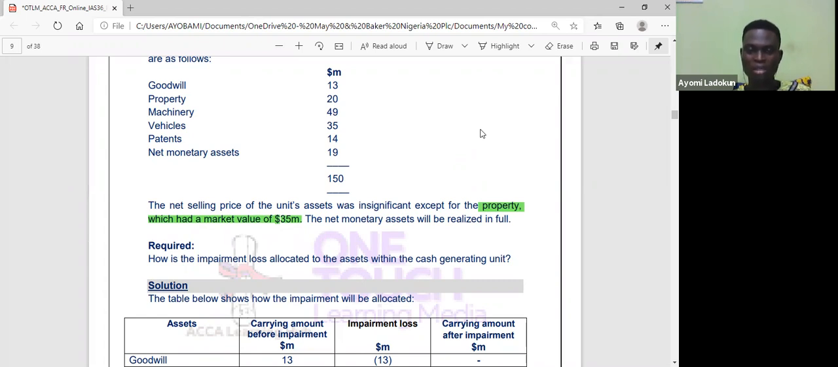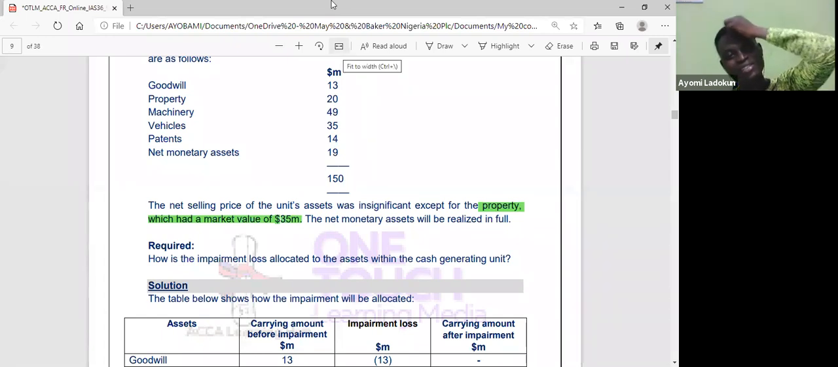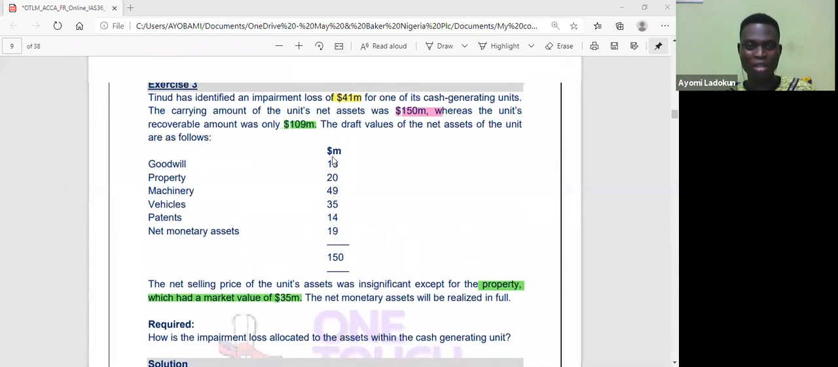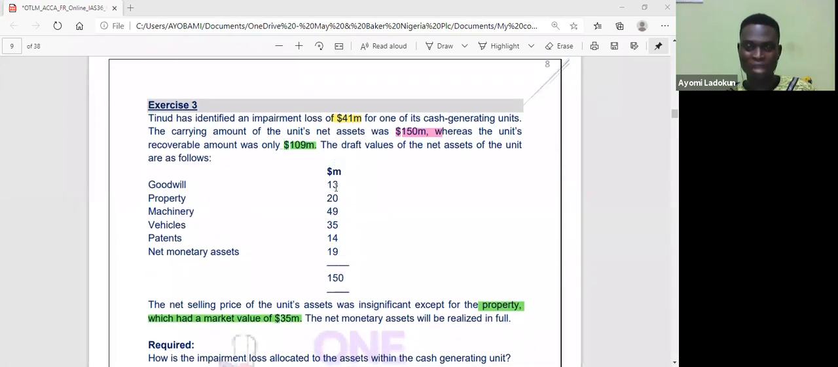Property, is it impaired? You are not answering. Hey, okay. So that means you are sleeping, Abby. You have been sleeping. Okay. Let me explain so that we can move on. I'm not happy that you did not answer, but it's fine. Let me explain.